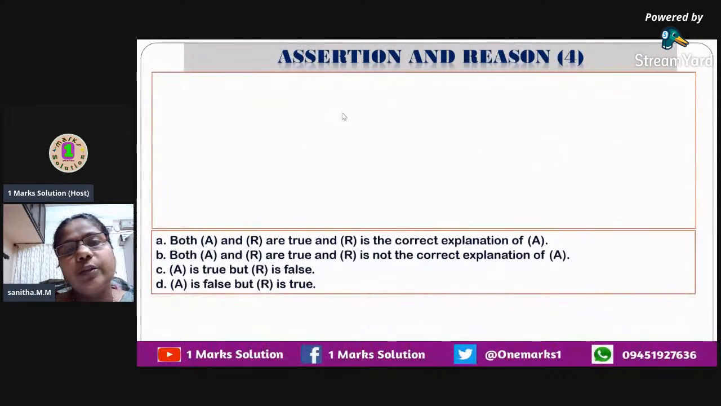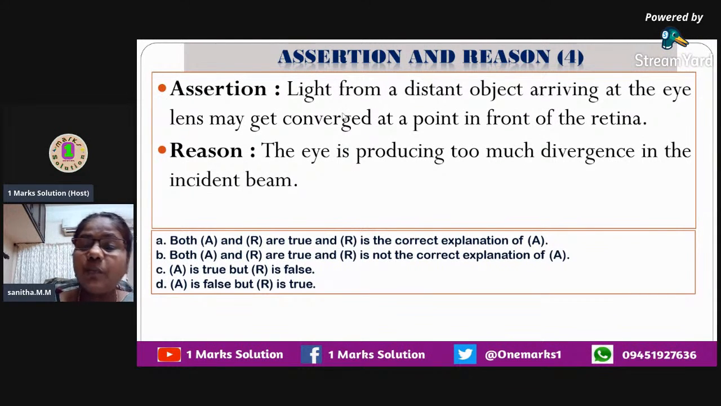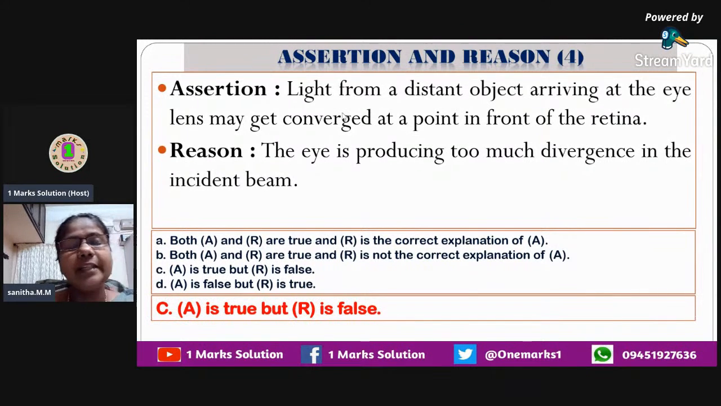Now let us move on to the fourth one. Light from a distant object arriving at the eye lens may get converged at a point in front of the retina. Yes. Now, the eye produces too much divergence in the incident beam. All of you know about the human eye, isn't it? So the first one is absolutely true, no doubt at all. It should be in front of the retina.